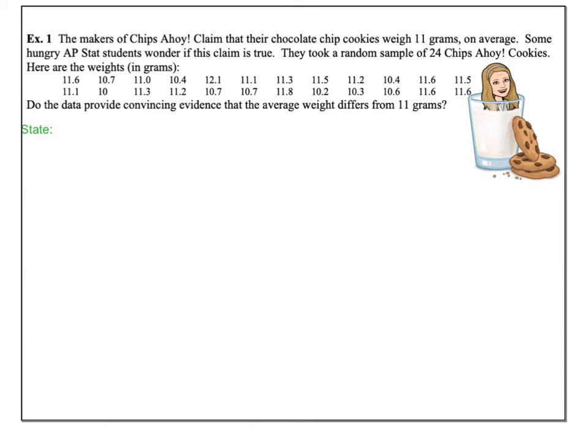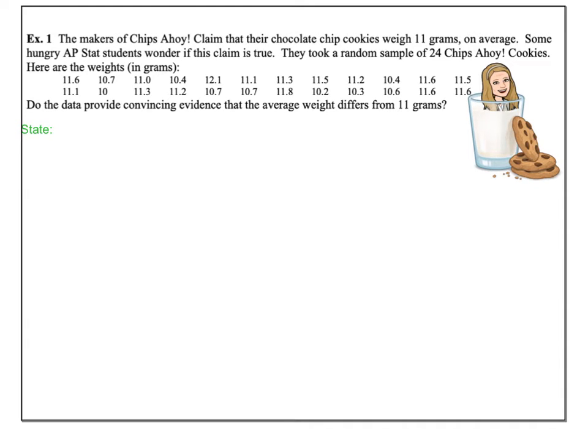So the first one is the makers of Chips Ahoy claim that their chocolate chip cookies weigh 11 grams on average. Some hungry AP stats students wonder if this claim is true. So they took a random sample of 24 Chips Ahoy cookies, and here are their weights. And there you have 24 raw data values. And do the data provide convincing evidence that the average weight differs from 11 grams?